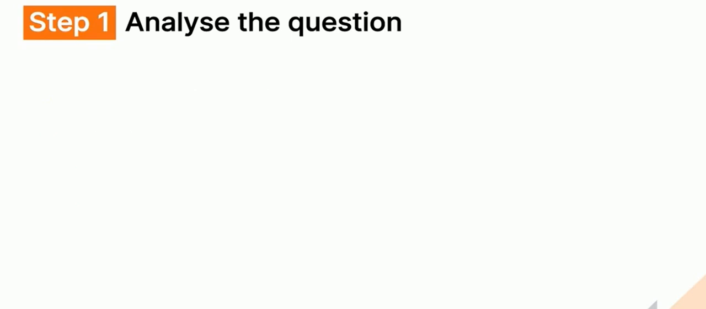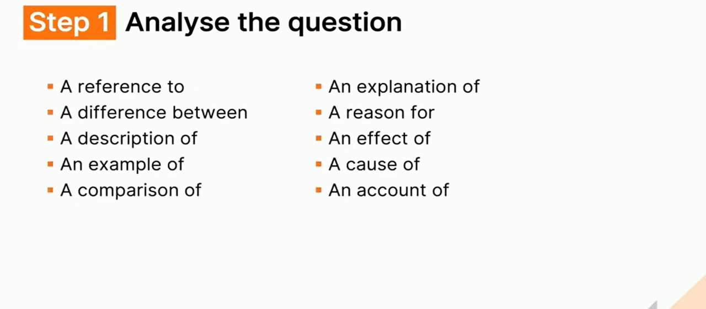Let's have a look at some examples of common keywords found at the beginning of matching information questions that you are likely to see in IELTS reading tests, such as a reference to or a difference between. Understanding these key words can help you find the type of information you need when you read the paragraphs.